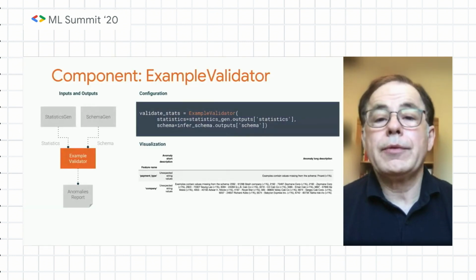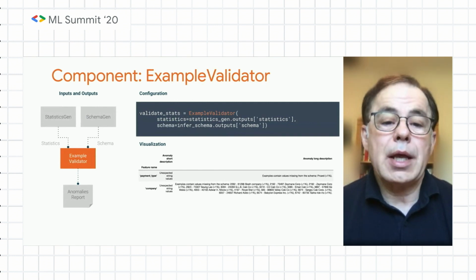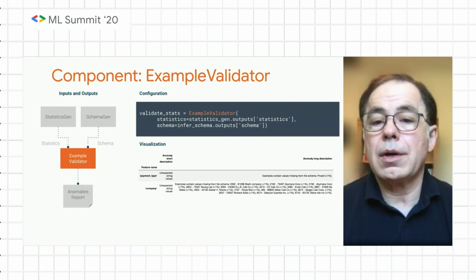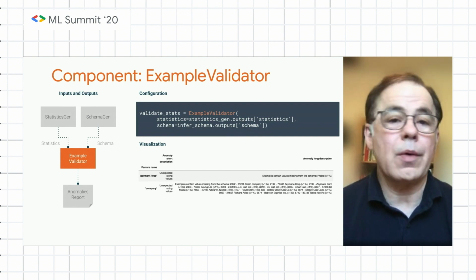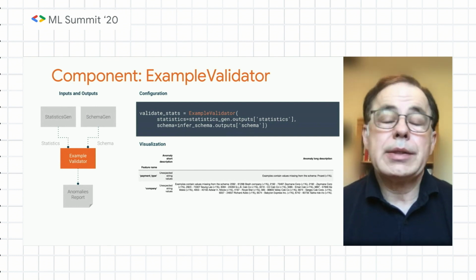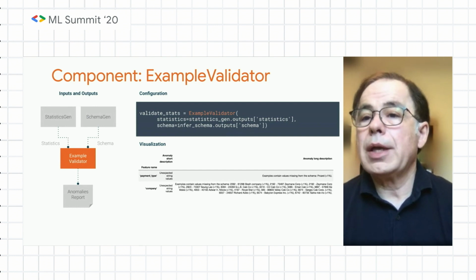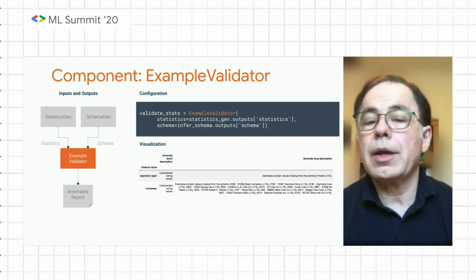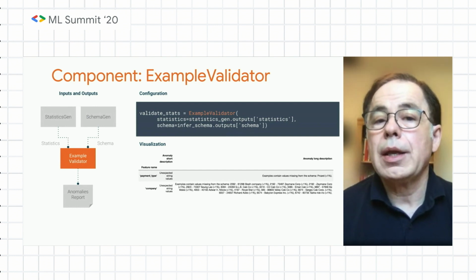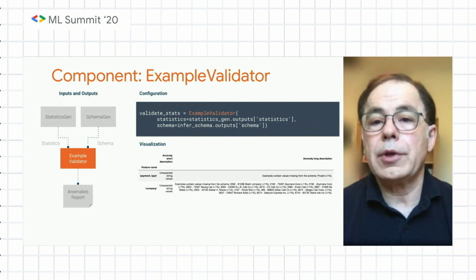Then we have ExampleValidator. And ExampleValidator looks for problems. So it's going to look for things like missing values or values that are the wrong type, maybe a float instead of an int. It's going to look for categorical variables that either it shouldn't see or that occur so rarely that it thinks that possibly they could be a problem. And it generates a report for you to review.